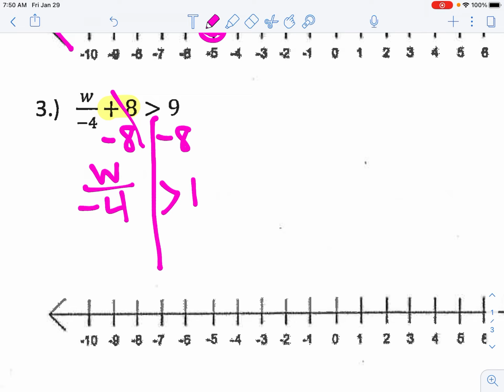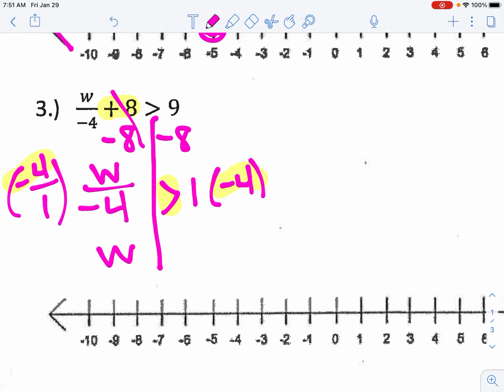Well, the opposite of dividing by negative 4 is multiplying by negative 4. So over here, I'm going to multiply the left by negative 4 and multiply the right by negative 4. Remember that new rule that we learned last week: if you have to multiply or divide by a negative to solve your inequality, you must flip your sign. Our sign was greater than, so we're going to flip that. So W is not greater than, W is less than negative 4.